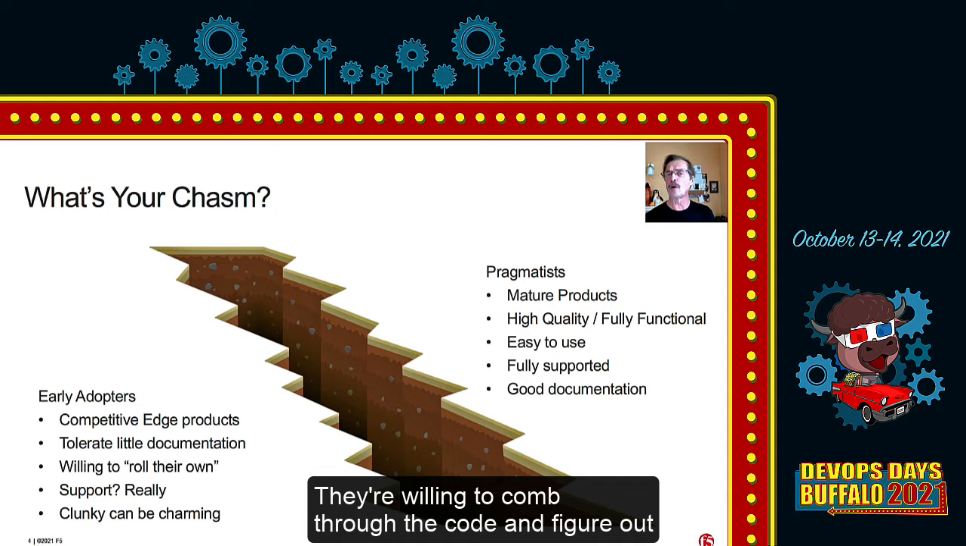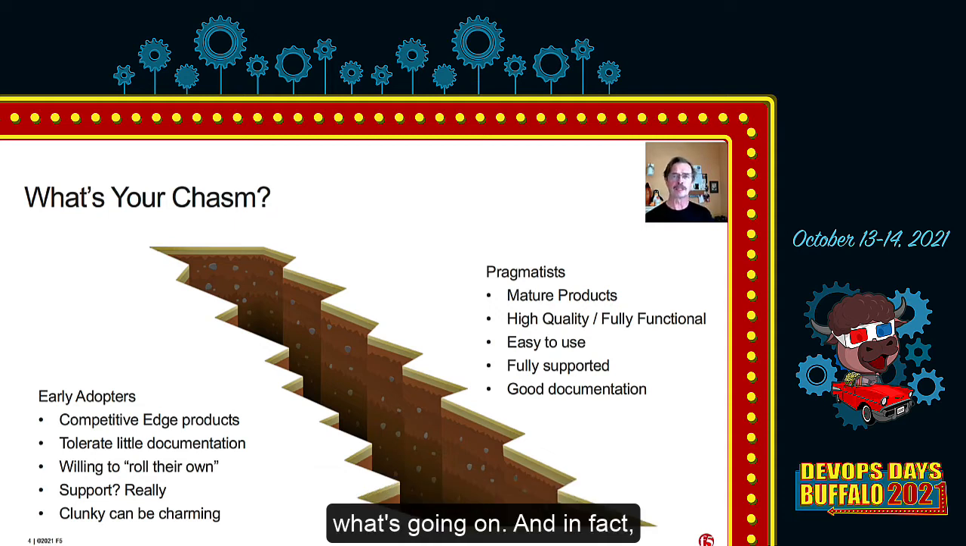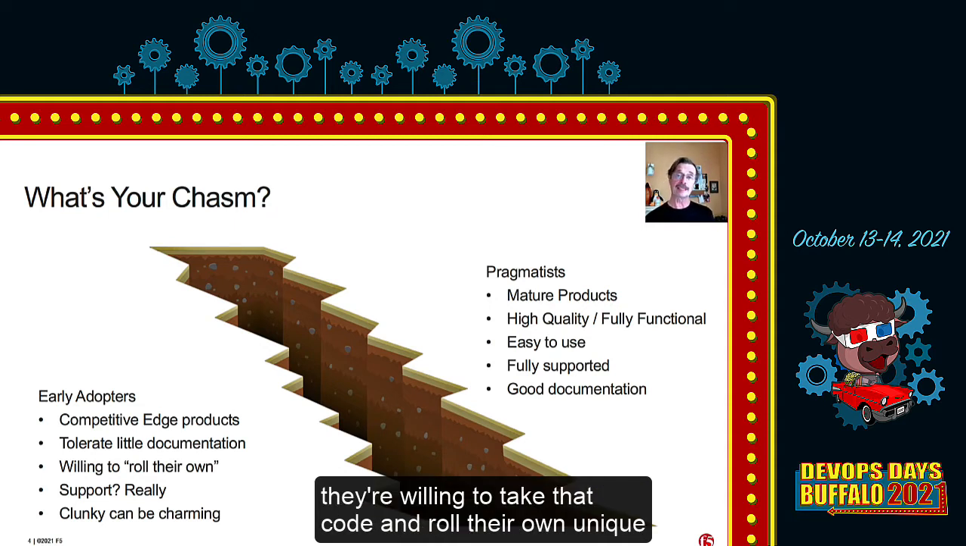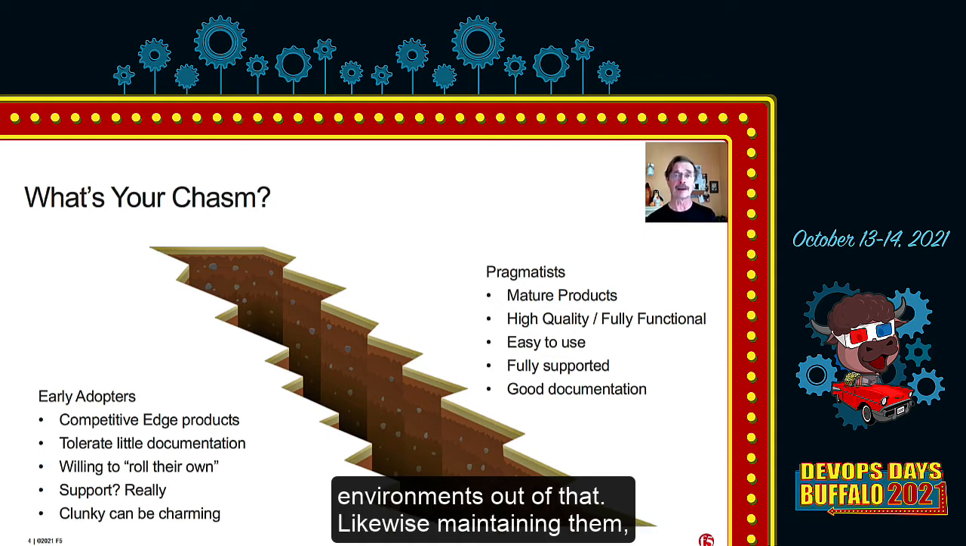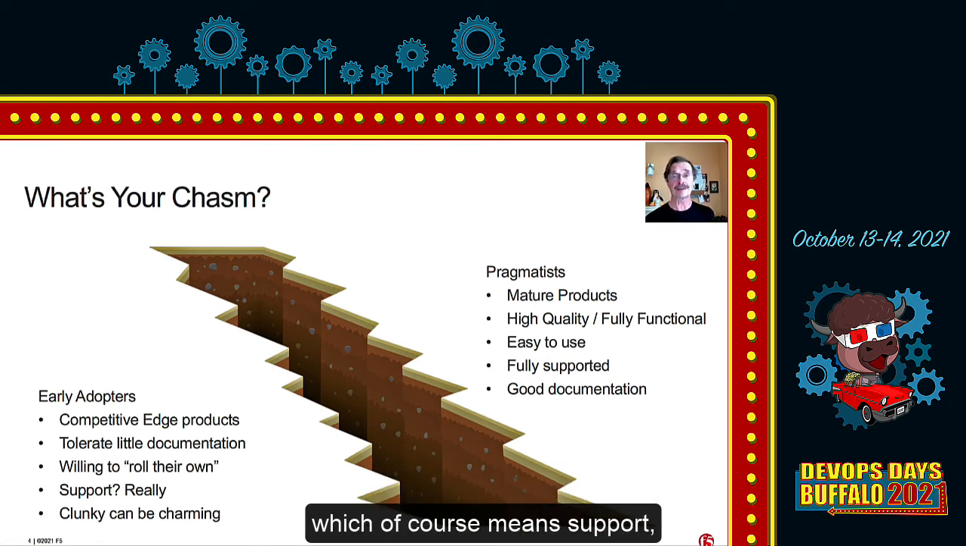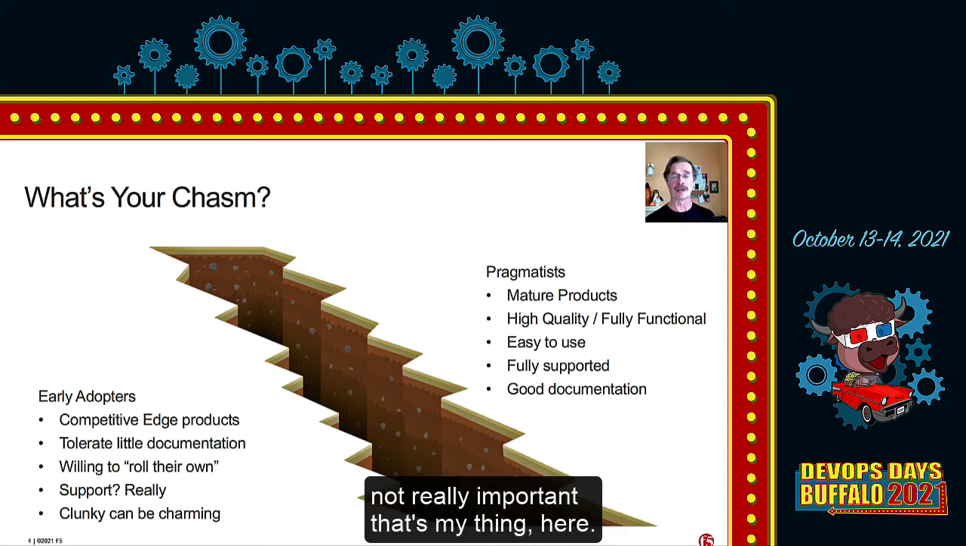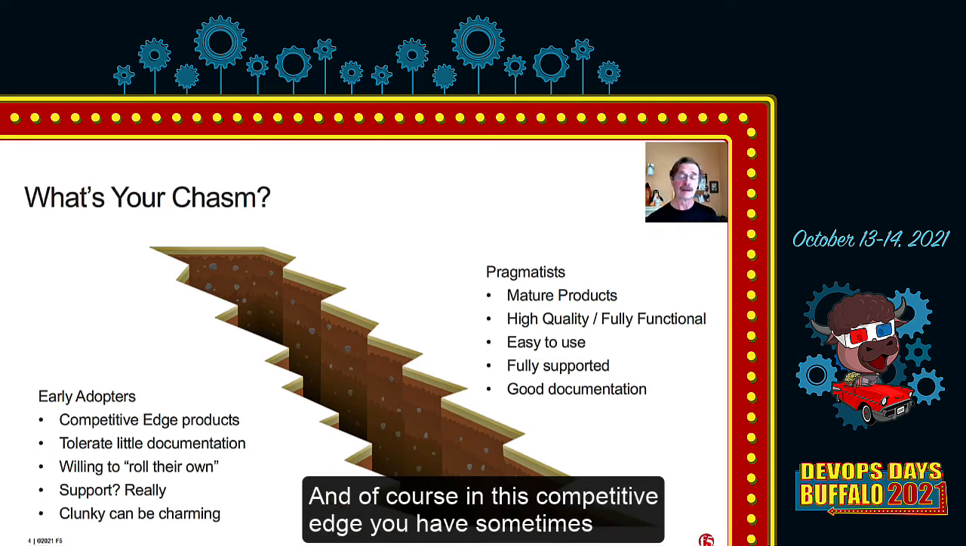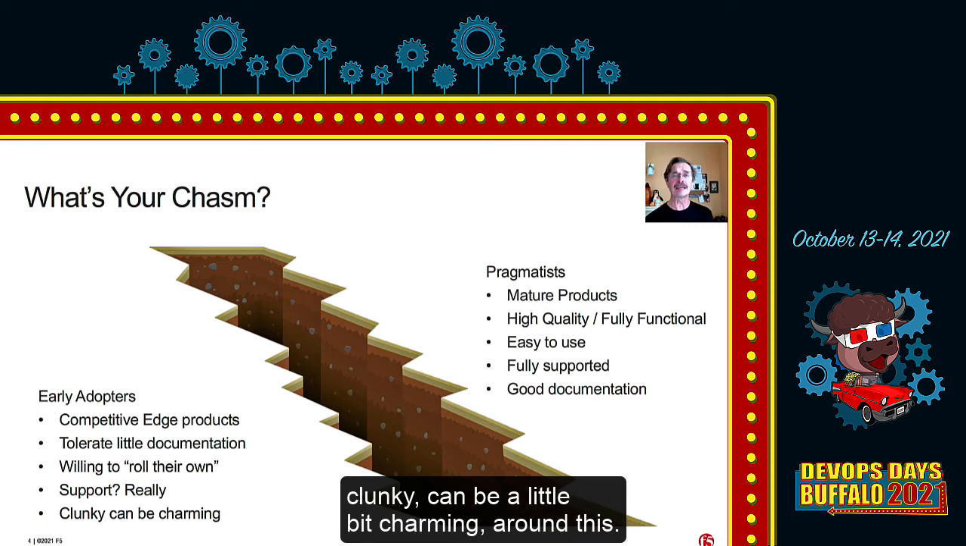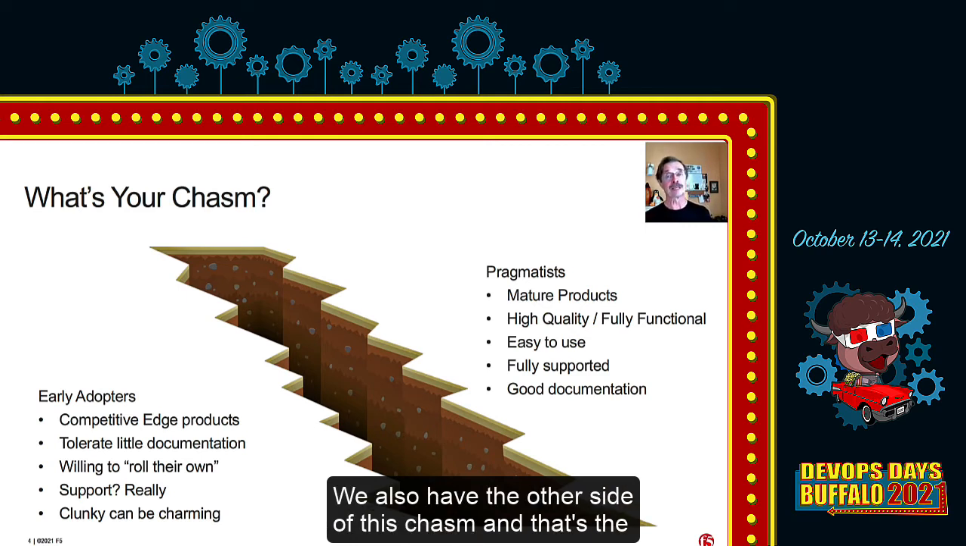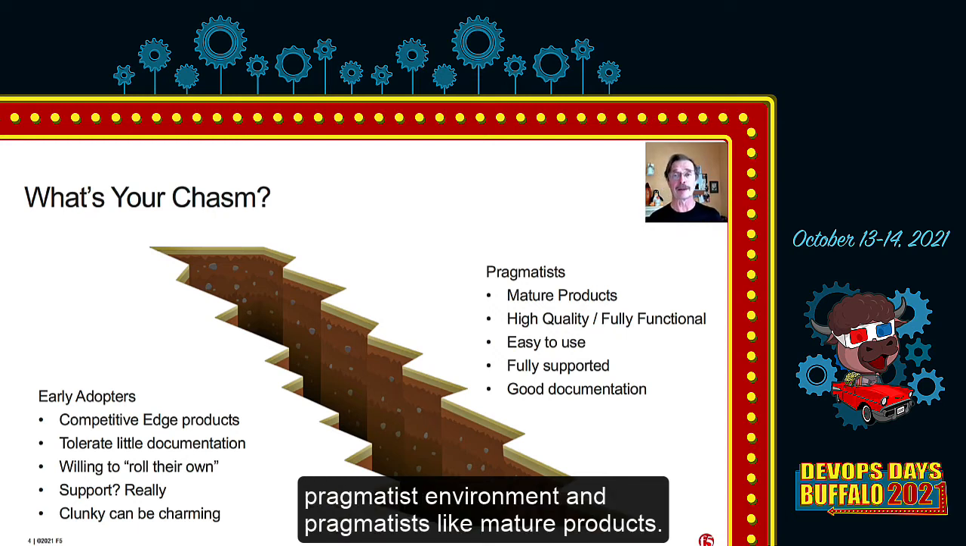They're willing to comb through the code and figure out what's going on. And in fact, they're willing to take that code and roll their own unique environments out of that, likewise maintaining them. Which of course means support, not really important. It's my thing here. And of course, in this competitive edge, sometimes clunky can be a little bit charming. We also have the other side of this chasm, and that's the pragmatist environment.